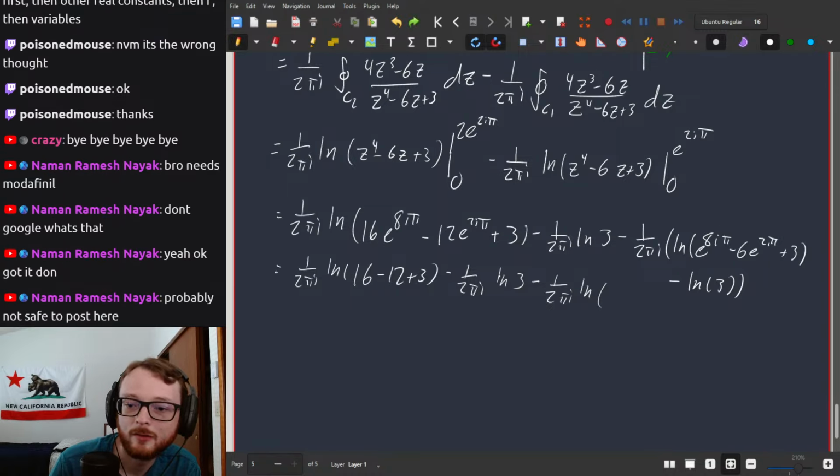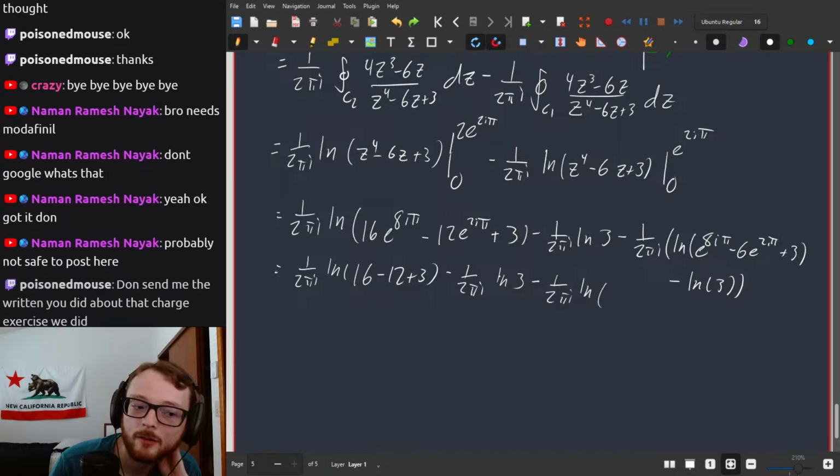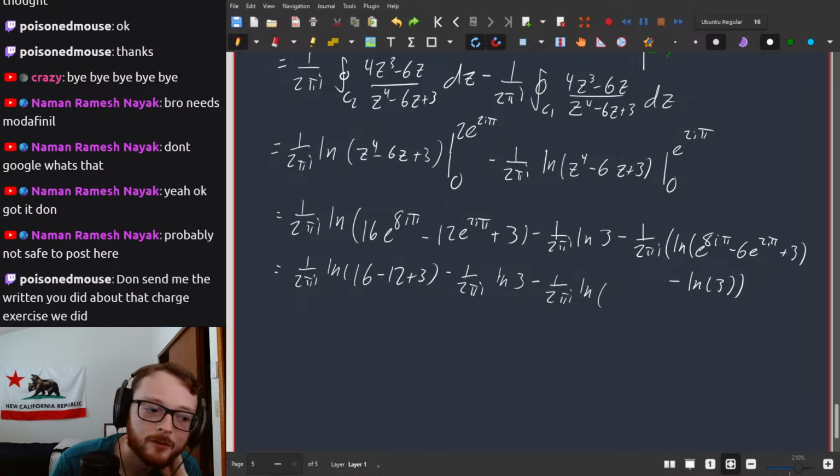One minus 6 plus 3. Well, that's a negative number. That's okay, because we're in complex land. 1 minus 6 is minus 5 plus 3. Why can't I do math? Negative 2?